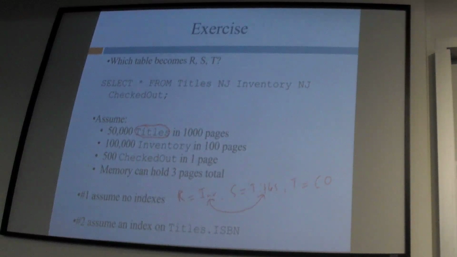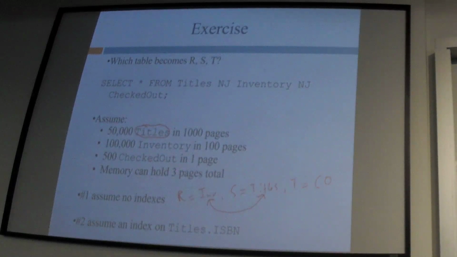Whether it would put it into the innermost or the middle. In this case, since checked out fits all in 1 page, it won't make as big a difference. Turns out it's still going to be better. So every lookup into titles is still going to be possibly multi-page. Even though there's an index on it, it's not going to be 1,000 pages. It's probably going to be like 3 pages or something. So every index on titles is still going to be multi-page. So you'd want that one in the middle and still want checked out in the innermost.